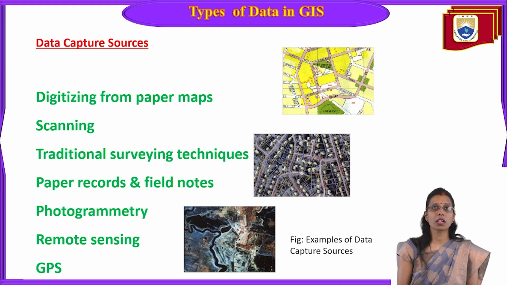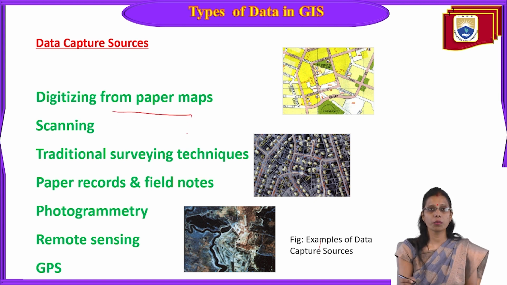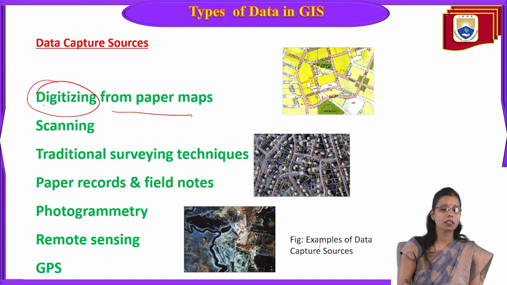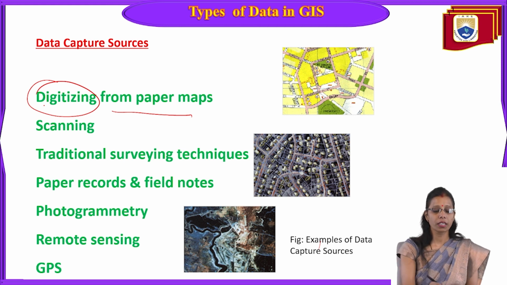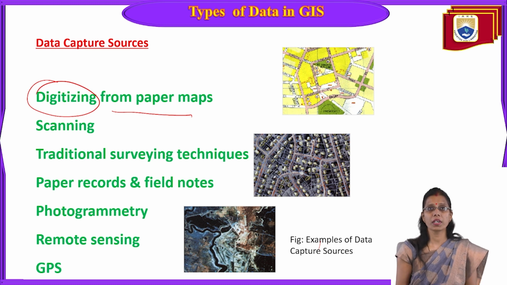Now to convert to raster, there are different sources from where we can capture the data. These are a few examples. As I told you before, there is also digitizing from paper maps. This is a very important topic and we will be discussing it in the coming lectures. Digitizing means converting normal analog data to a digital form, called digitizing from paper maps. For that we need software or a digitizing tablet.